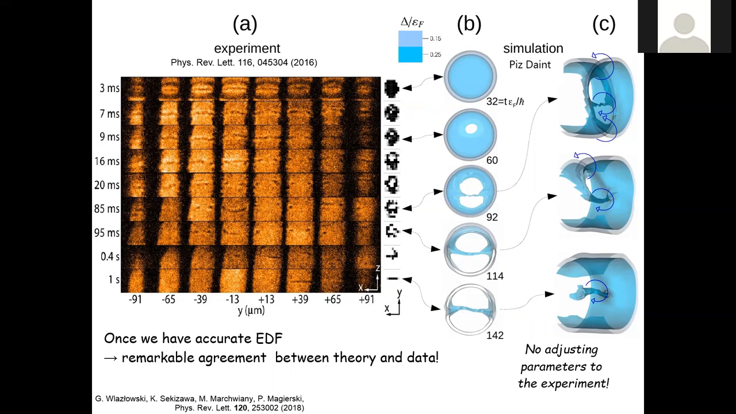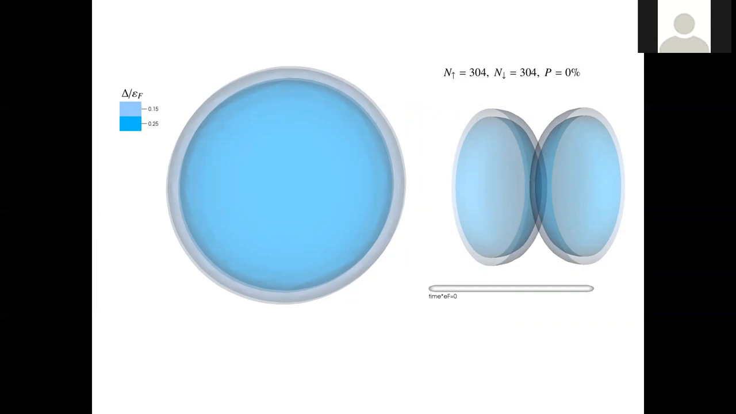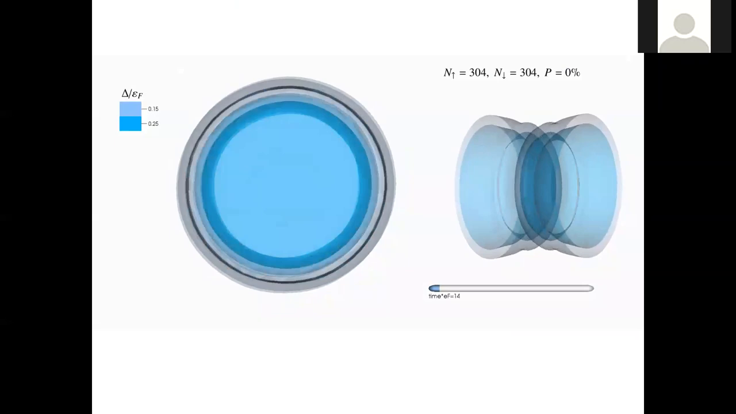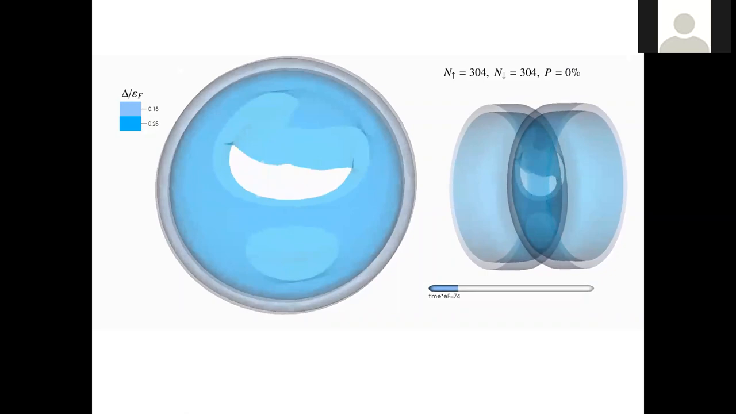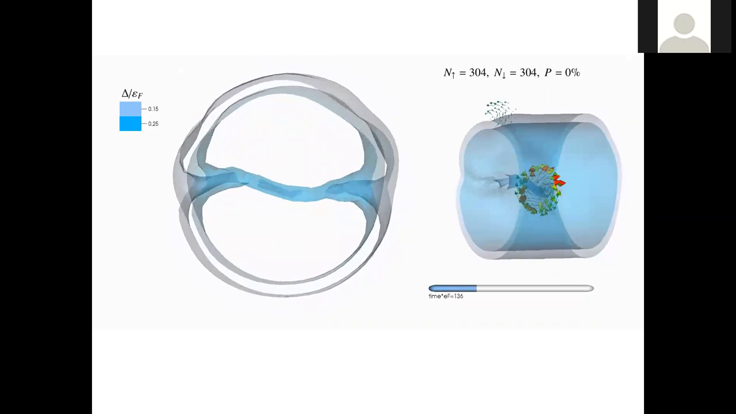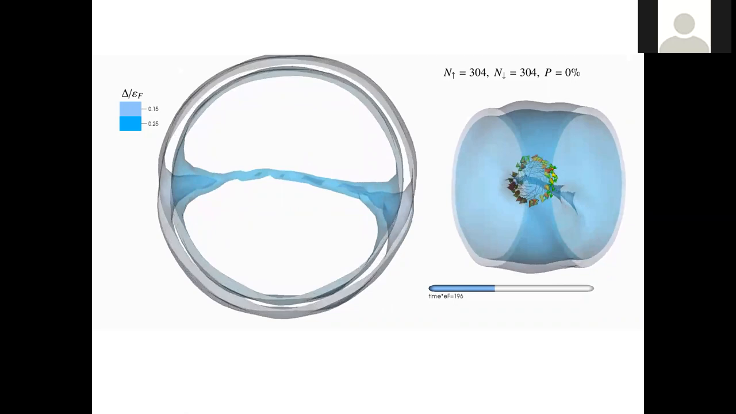So let me show you how the cascade looks. This is just a movie showing the stages of the cascade. You can see here the pi soliton, that it evolves into a vortex ring, and then at the end you have a single vortex line.